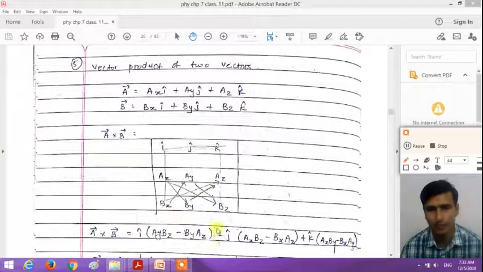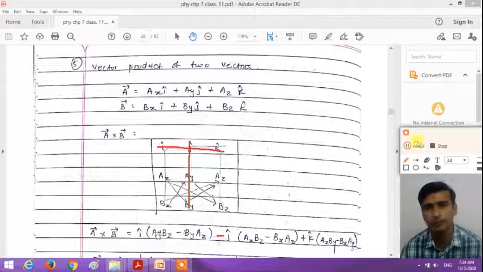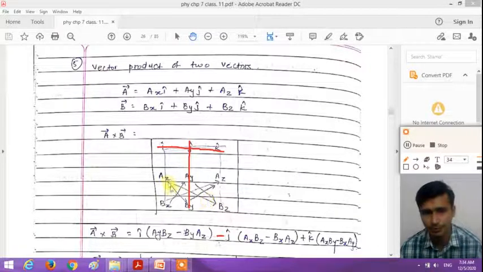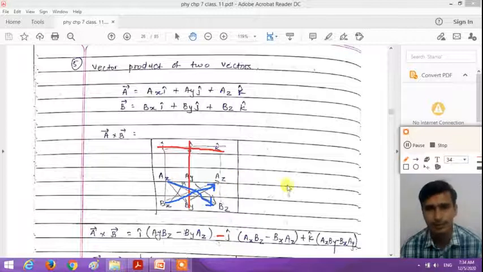Now the second component, the y component. Always put a minus j, and eliminate the row and column containing j. Again you get four components. From left to right, multiply AX into BZ minus BX into AZ. So i(AY BZ minus BY AZ), always put a minus j(AX BZ minus BX AZ). And the third component, k.